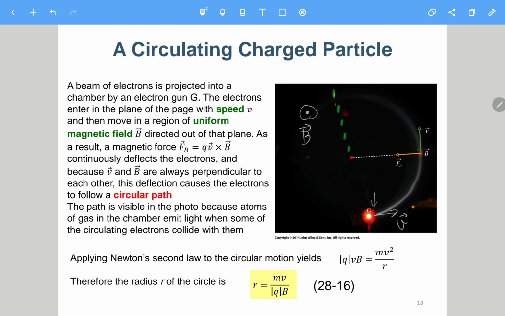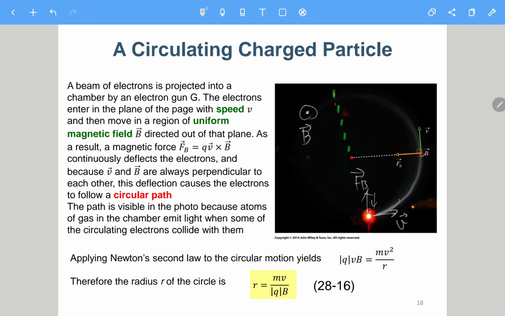Okay, so V cross B. V is pointing to the right side, B is pointing out of the page. So V cross B is pointing downward, and since it is an electron, FB points upward. So it will try to turn left.